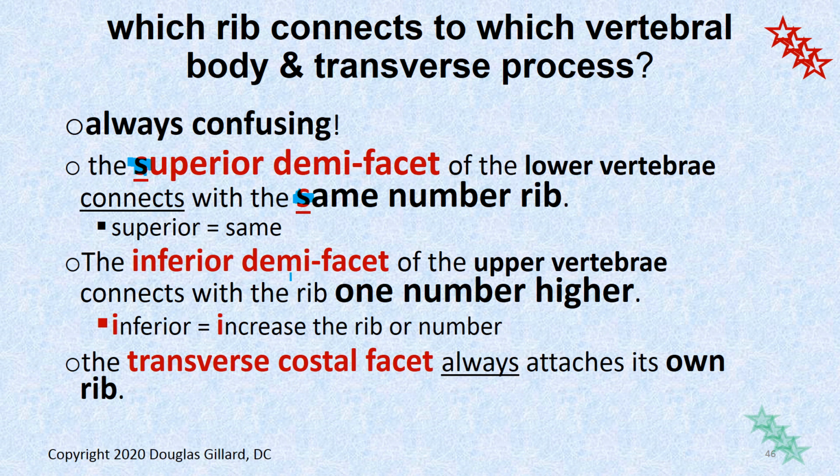So the inferior demifacet always connects to one up. So inferior means increase by 1. If you're looking at the inferior costal demifacet of T5, increase by 1, and that'll tell you the rib. So that would be the T6 rib that connects to the inferior costal demifacet. Okay, the transverse costal facet, again, always attaches to its own rib.